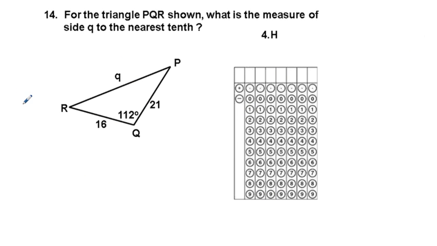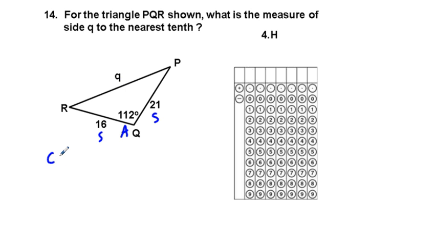Okay, 14. For the triangle PQR shown, what is the measure of side Q to the nearest tenth? Well, this is going to be a law of cosines. How can we tell? Because we have a known side, angle, side. That's a law of cosines application. And we can't use law of sines because we don't have any known angle opposite a known side to use a ratio for the sine.